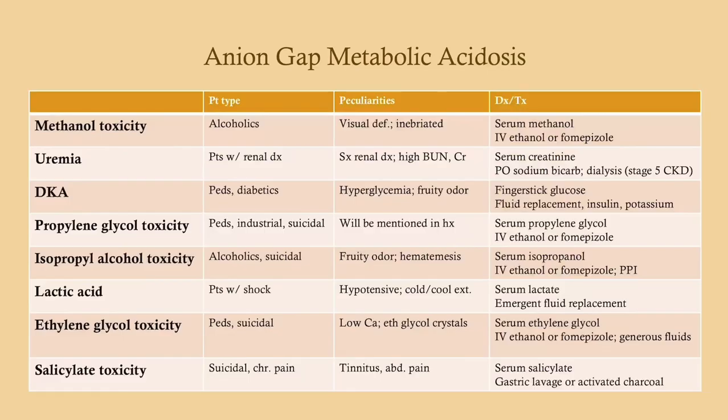And then this is just everything we went over. So here's the classic patient type you may see it in, some of the salient features or peculiarities to differentiate them, and then the best way to diagnose and the best way to treat, bearing in mind that in most cases, we are going to treat these patients presumptively based on the history.